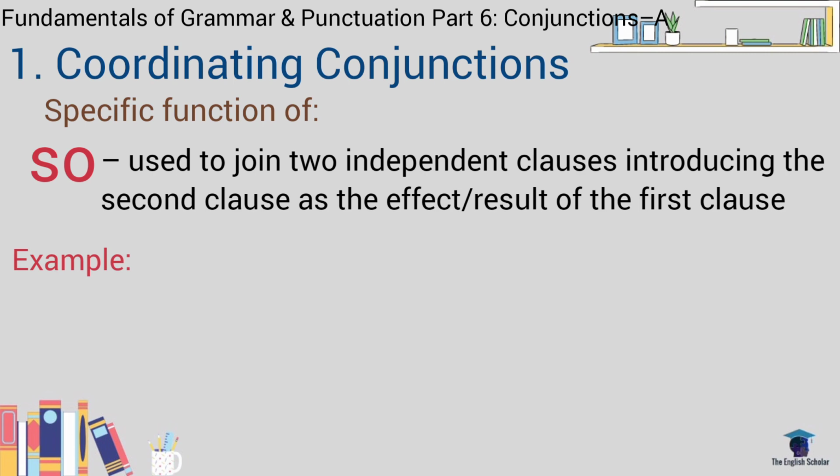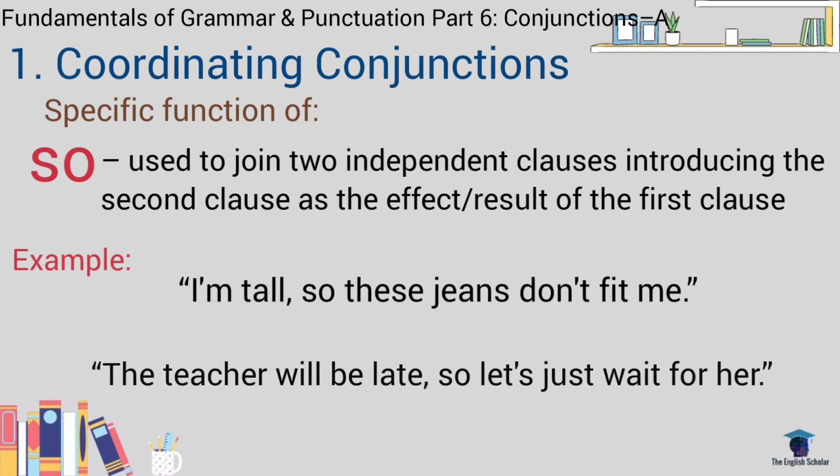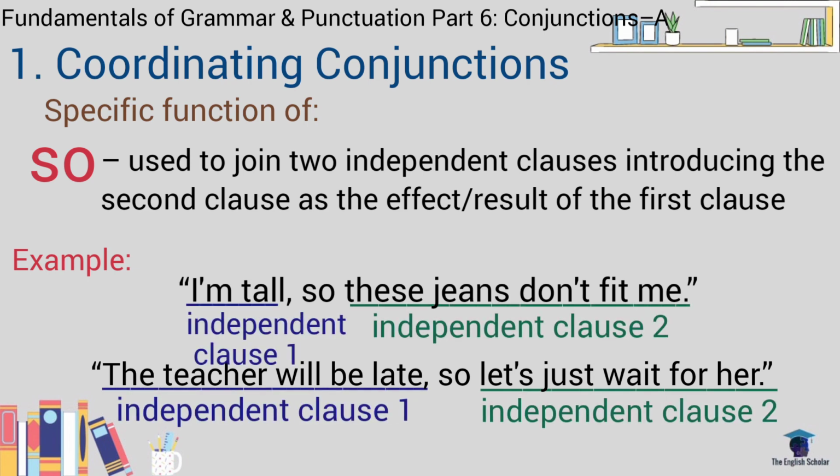For example, I'm tall, so these jeans don't fit me. The teacher will be late, so let's just wait for her. These sentences are compound sentences, made of two joined independent clauses. The second clauses are the effects of the first clauses. Now that we're done discussing when we should use these coordinating conjunctions, in a separate video, we'll discuss how we should use them along with some punctuation marks.